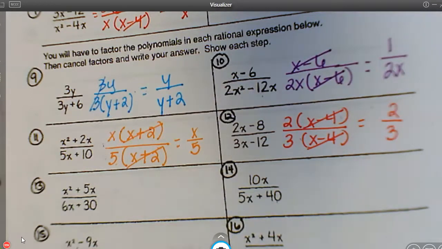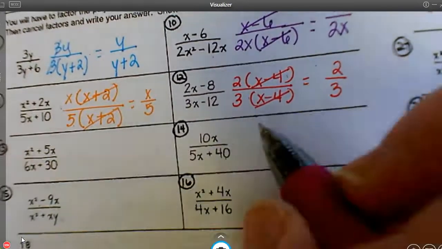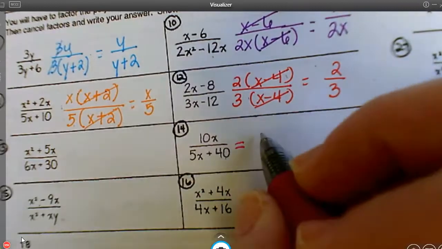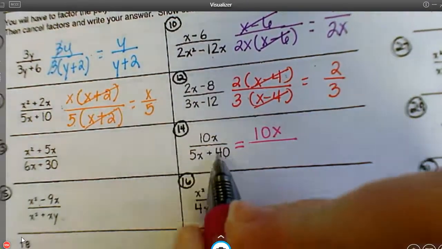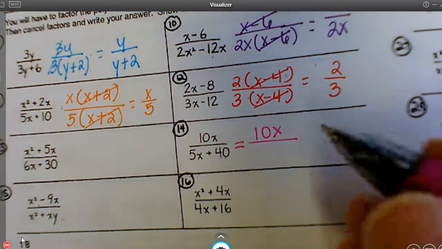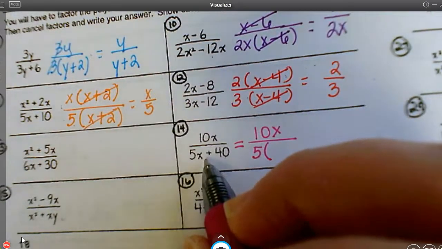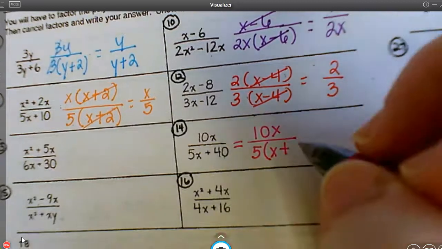Alright, one more in that section I want to do with you, and then we're going to go to the next section where it looks like trinomials. So I'm going to look at 14 with you. It's pretty much the same, there's just something I want to show you real quick. So on top we've got a 10x, there's nothing to do. On the bottom, there's a 5 that I can divide or use as the greatest common factor. And whenever you divide that, you're left with x plus, divide 40 by 5, and you get 8.